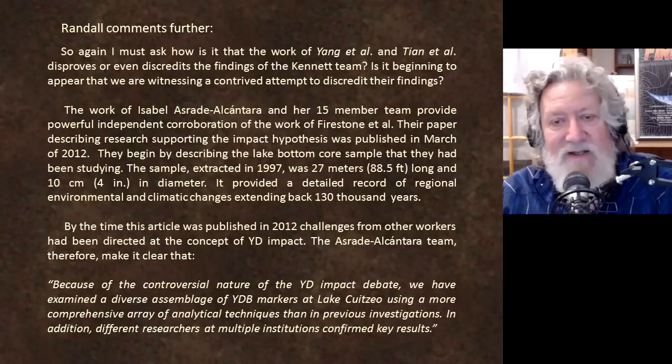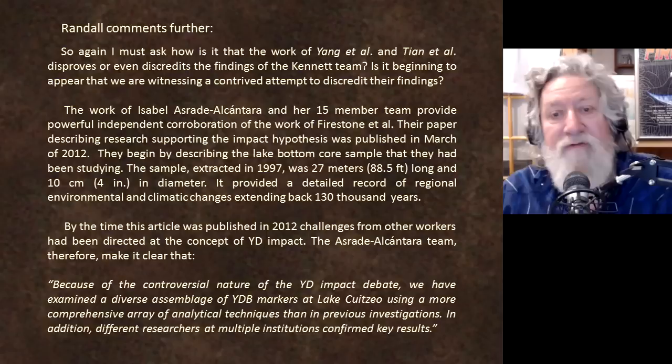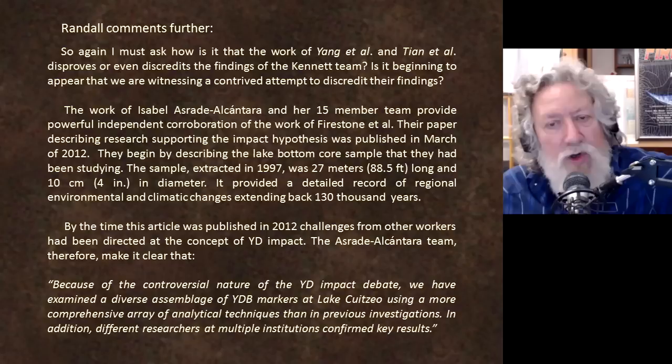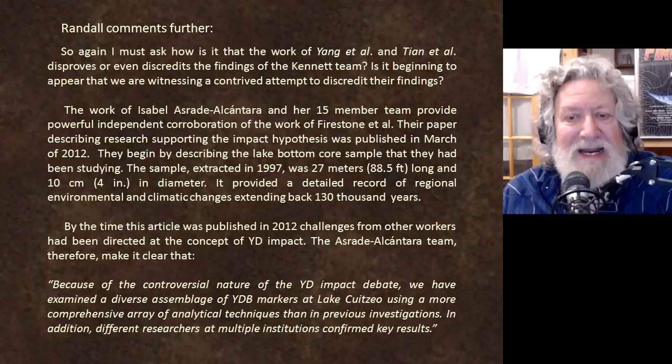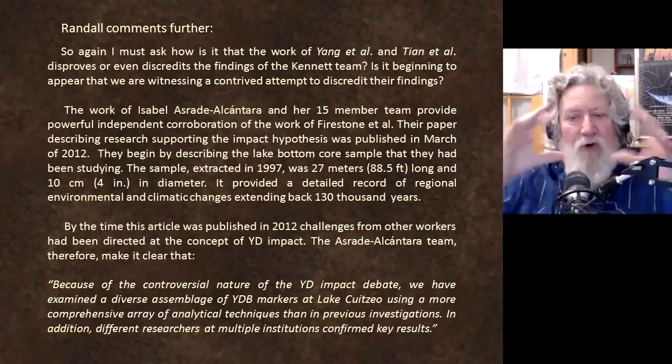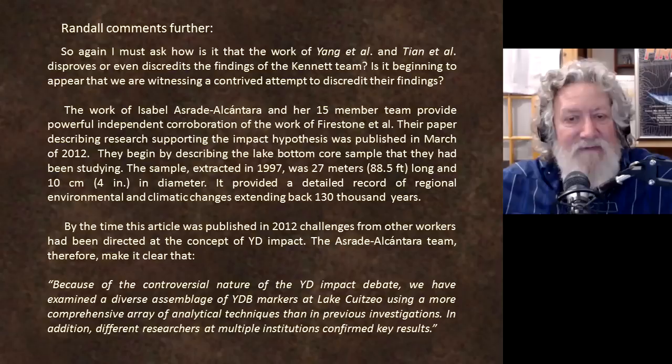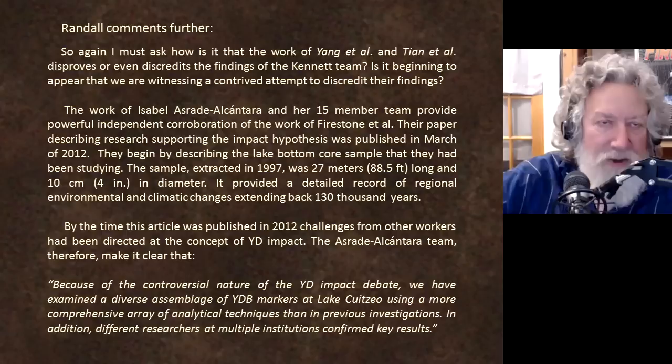And returning to the work of Isabel Alcantara and her 15-member team, we find powerful independent corroboration of the work of Firestone and others. Their paper describing research that supports the impact hypothesis was published in March of 2012. So the sample that they were studying was 88.5 feet long, 4 inches in diameter, right? 4 inches, 88.5 feet long. And it provided a detailed record of regional environmental and climatic changes back to 130,000 years.